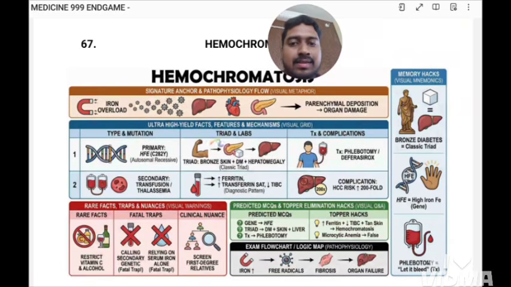Now this deposits in three places. One is skin, one is pancreas, and third is in liver. So symptoms are also accordingly. One is bronze skin, second is diabetes mellitus, and third is hepatomegaly or cirrhosis also it can cause. Okay, what do you see on blood test?